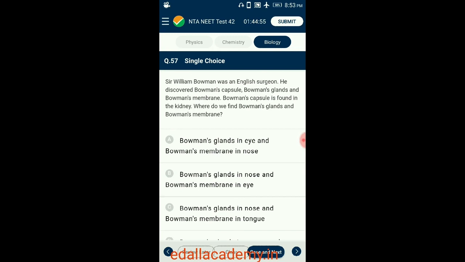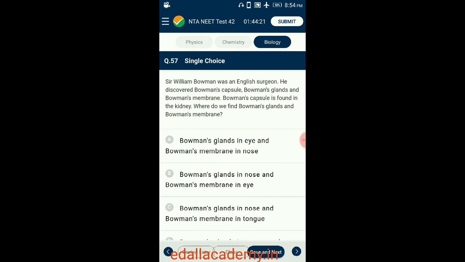So the question number 57. Sir William Bowman was an English surgeon. He discovered Bowman's capsule, Bowman's gland and Bowman's membrane. Bowman's capsule is found in the kidney. Where do we find Bowman's gland and Bowman's membrane? Bowman's glands are olfactory glands present in the nose. They are located just below the nasal epithelium and produce mucus to keep the olfactory epithelium in a moist condition.